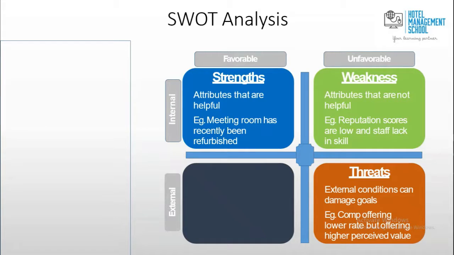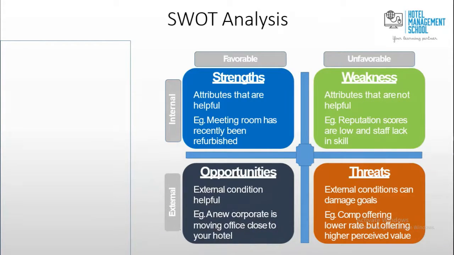Then you have some external threats. The threats are something which can damage things. Maybe the competition is offering a lower rate, or they are doing other promotions which you cannot do, or which you are not doing. And then you have some opportunities, which are external conditions which can help, meaning in the future.